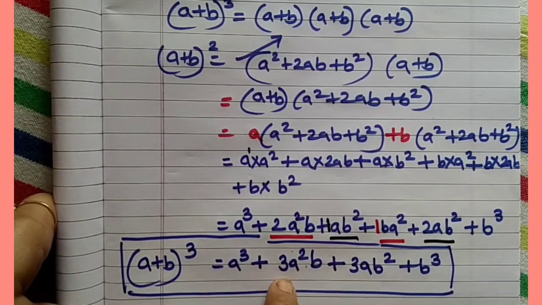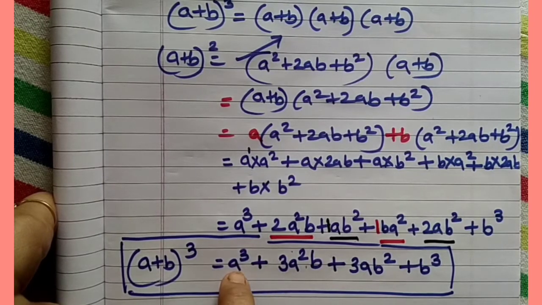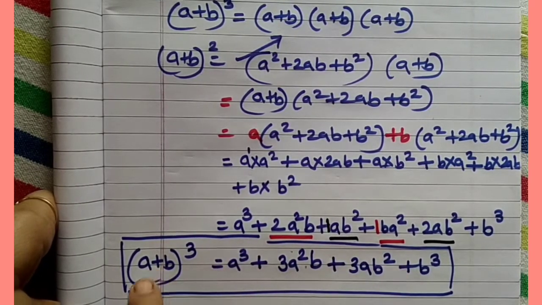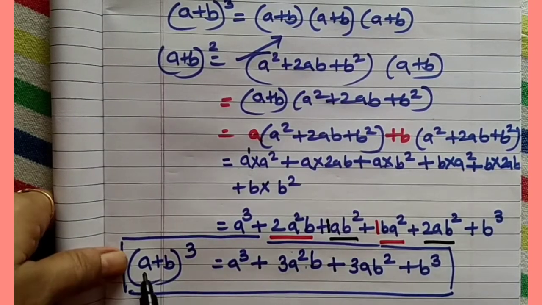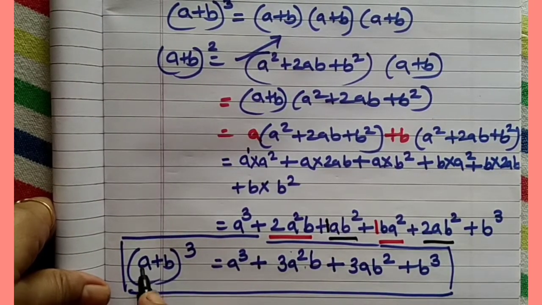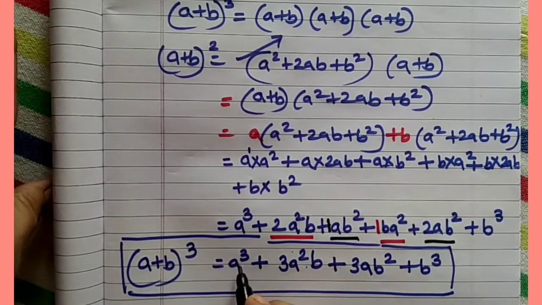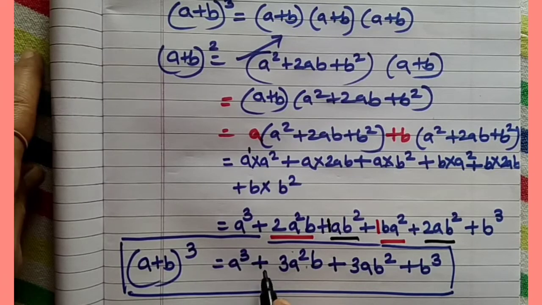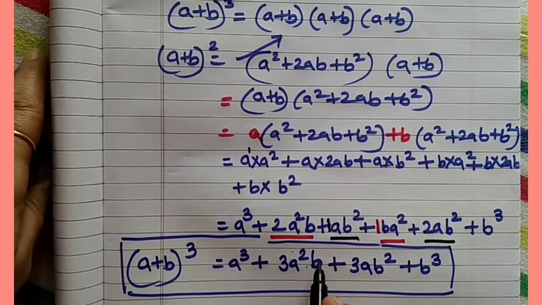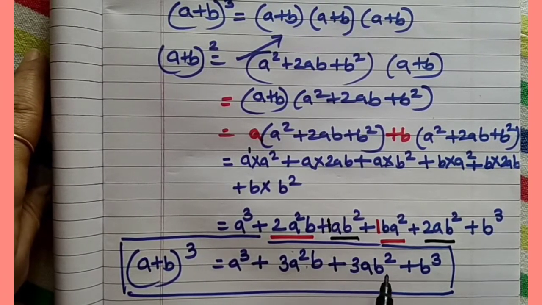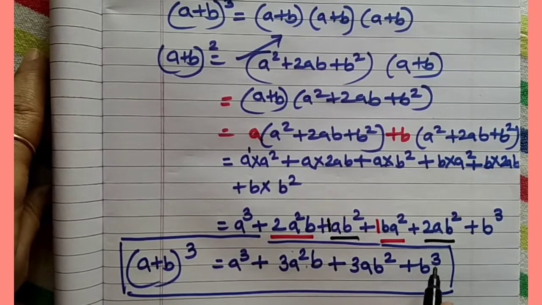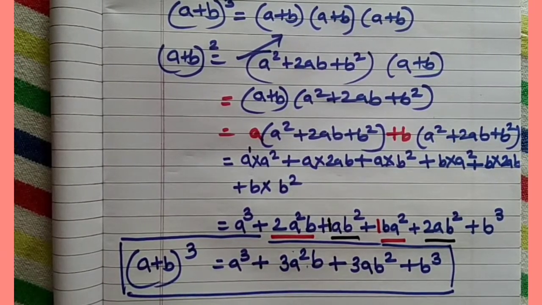So 3 is 2 times. One time it is a square b, first term square second term. Next time it is first term second term square. Now what is first term and second term here? A is first term, second term is b. So this is first term cube plus 3 into first term square second term plus 3 into first term into second term square plus second term cube. So this formula you have to remember.